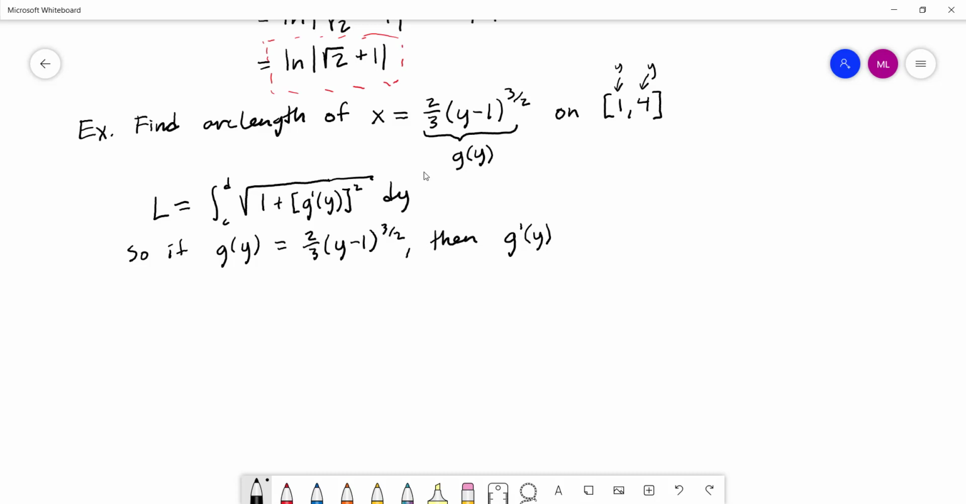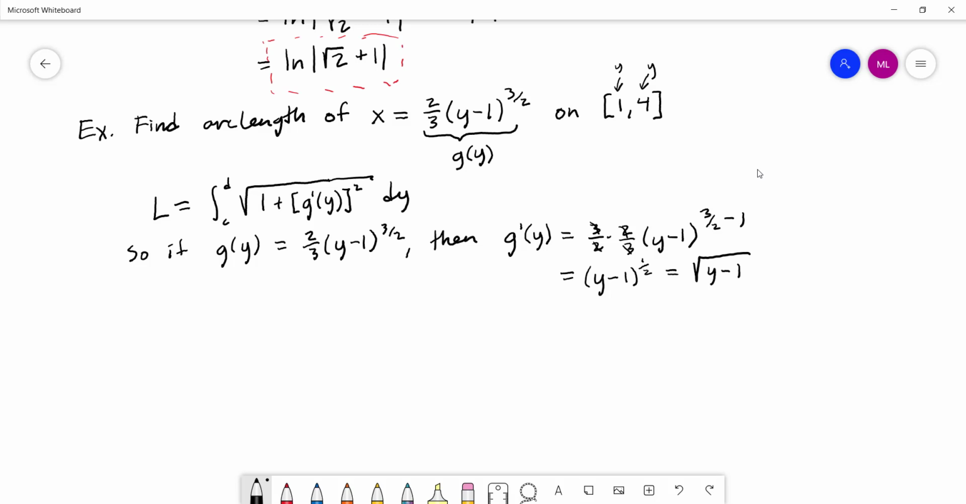And we wind up with 3/2 times 2/3 times y minus 1, and the power goes from 3/2 down by 1. And what does that give us? 3/2 minus 1 is just going to be a power of 1/2 up here. And again, this cancels, and we just get y minus 1 to the 1/2 power. So this is just the square root of y minus 1.